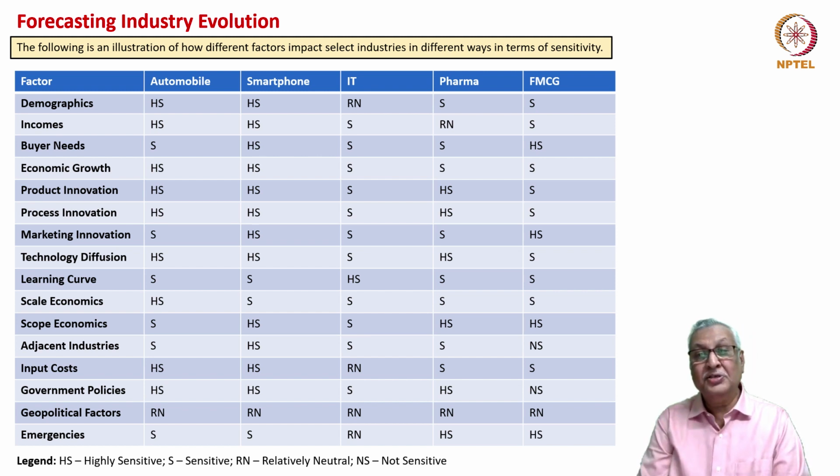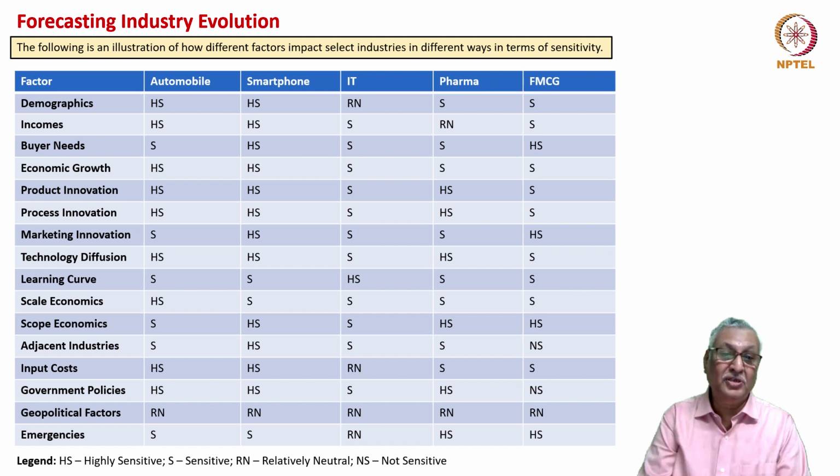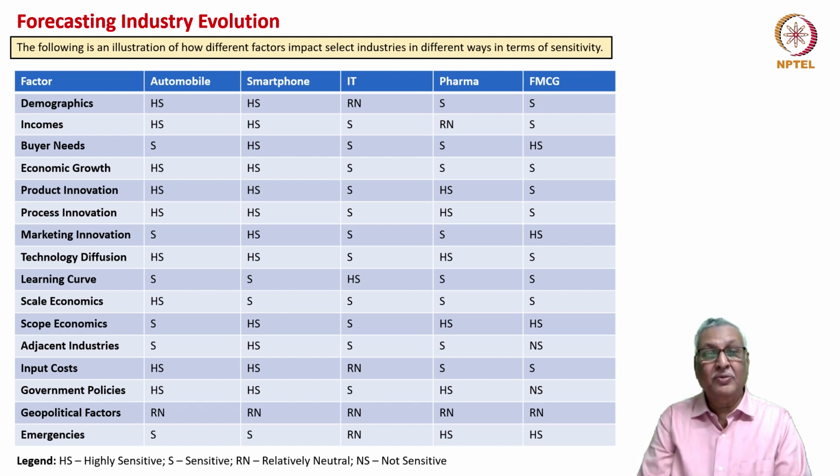But if you take an industry such as smartphone, it is highly sensitive to many more factors than automobile industry is. Demographics, incomes, buyer needs, economic growth, product innovation, process innovation, marketing innovation, technology diffusion, scope economics, adjacent industries, input costs, government policies are all having high sensitivity and high impact on smartphone industry.